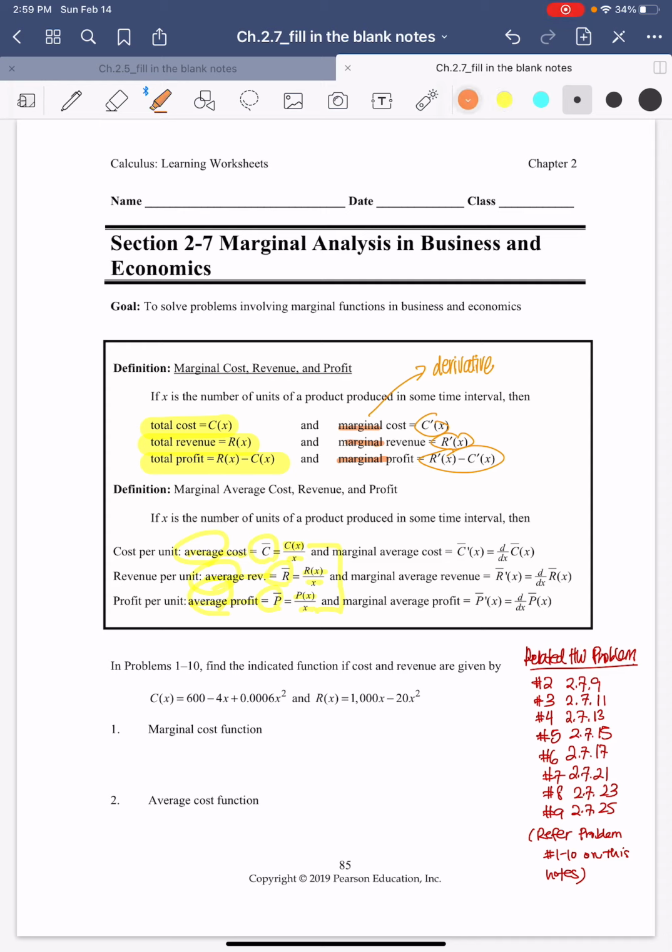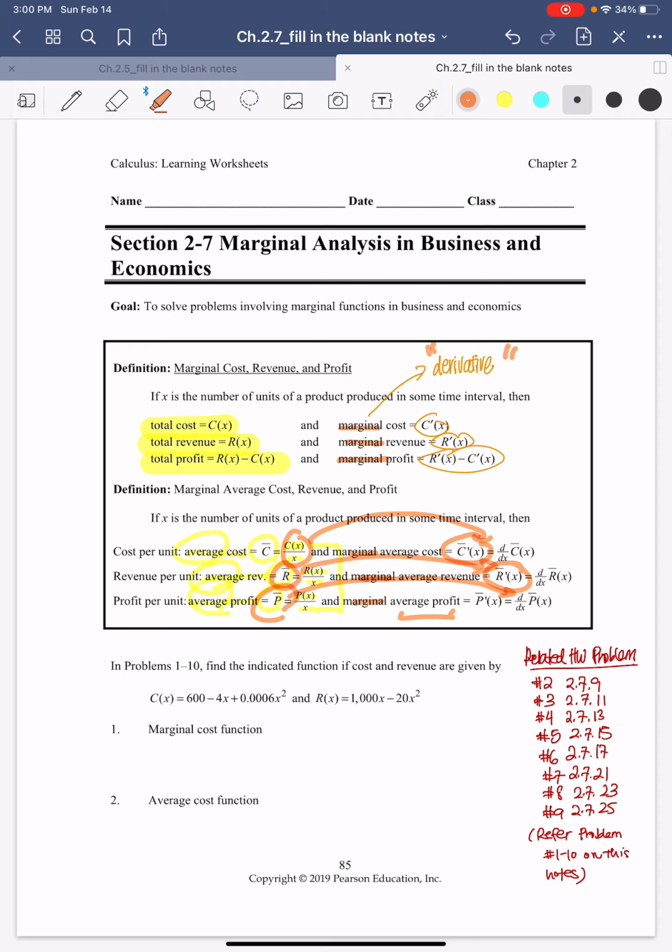And again, simple: when you see the marginal average cost, all you have to do is take the derivative of this function. Marginal again means derivative, so you would take the average revenue and take the derivative. And then marginal average profit, you take the average profit and then what? Take the derivative. So marginal is associated with the word derivative.